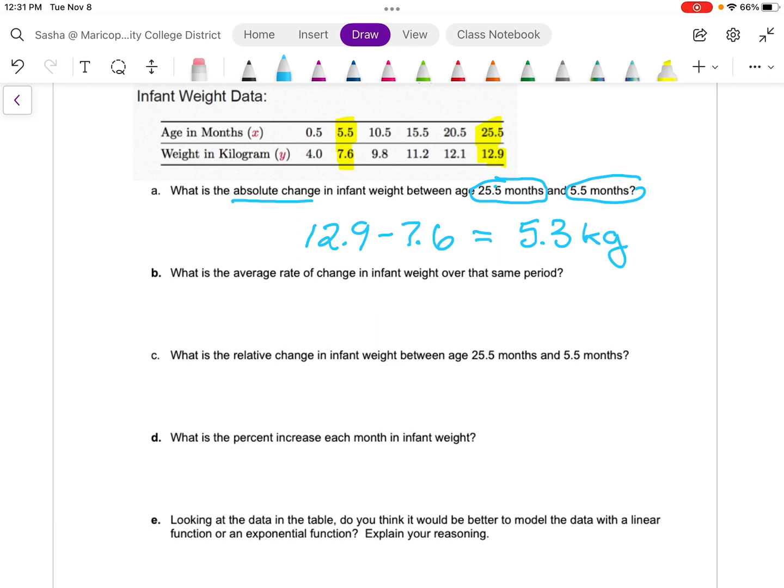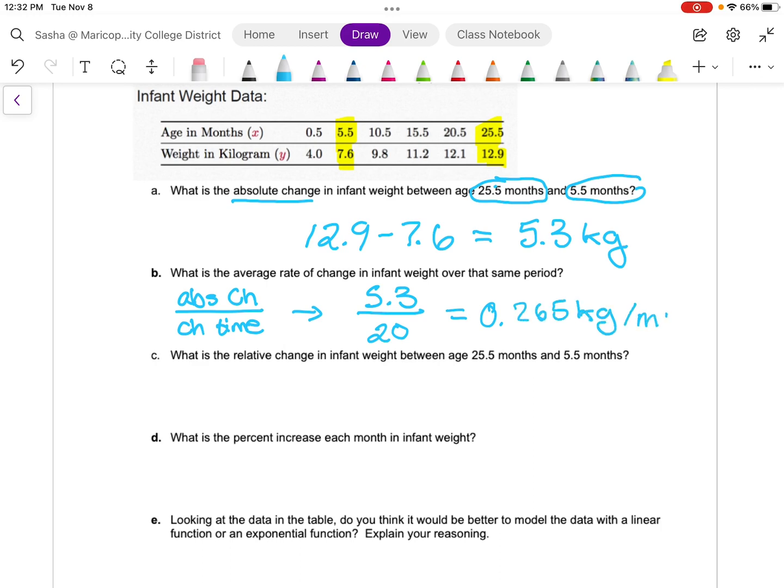Now, if I want to turn this into an average rate of change, I would take that absolute change and divide it by my change in time. So in this case, that would be the 5.3 kilograms divided by 20 months, since 20 months have gone by. And so I would see that the average infant puts on 0.265 kilograms per month during those first 20 months. And this would be the case if I was graphing with a linear function, so it comes out to be a line. Okay, that makes sense.